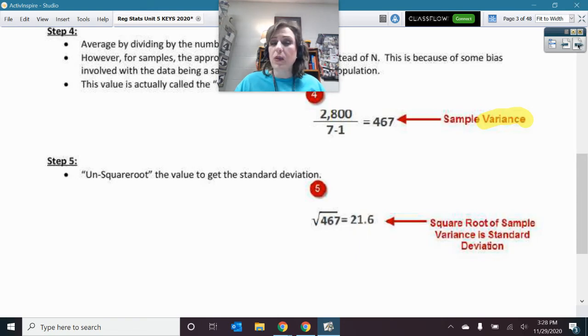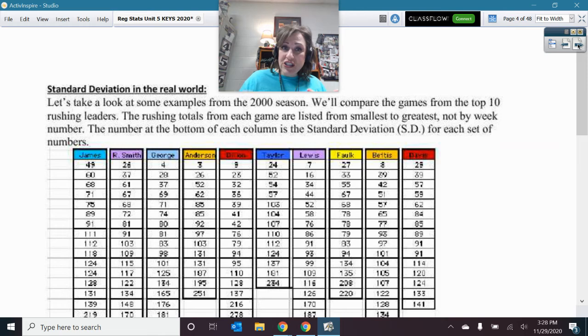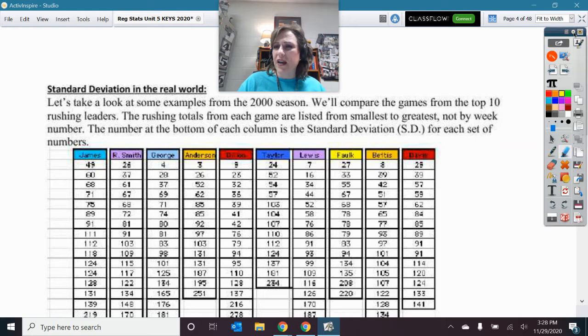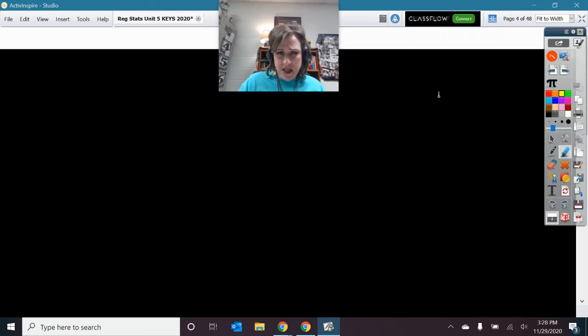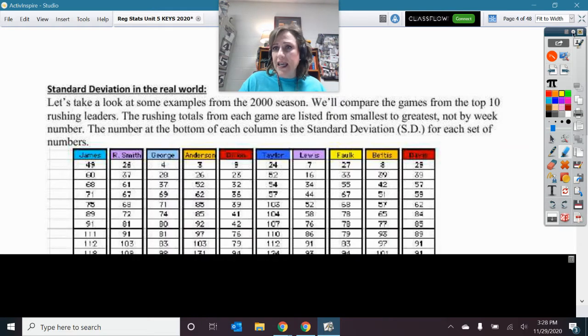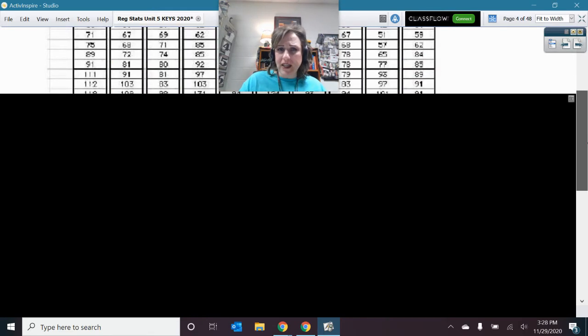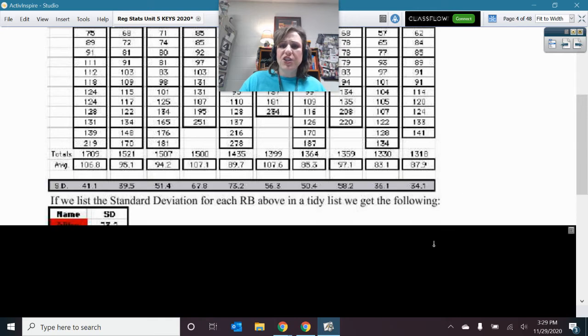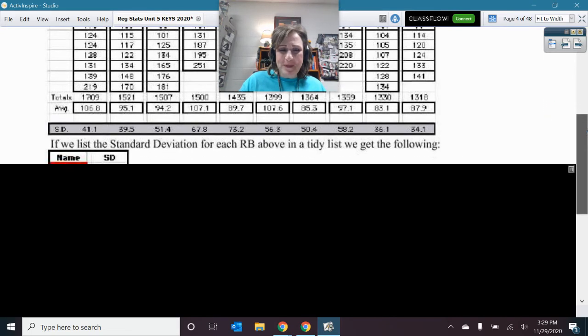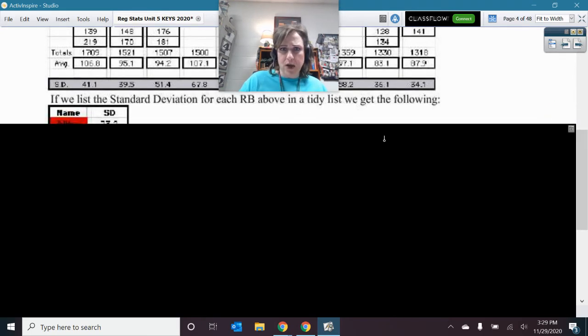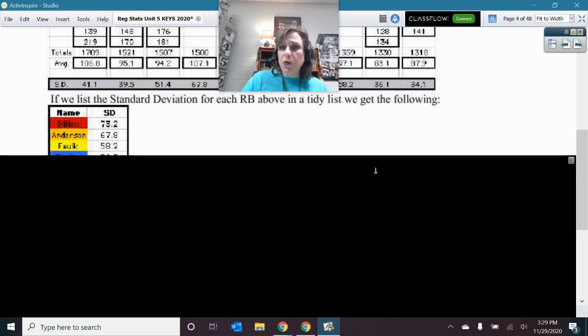Okay? All right, so now here's some more examples of standard deviation in the real world. Let's make sure that you have a good understanding of what this concept of standard deviation means in the grand scheme of things. That's the most important thing. We'll do a little computing here in a minute, but we don't want to get too bogged down with all that computing.